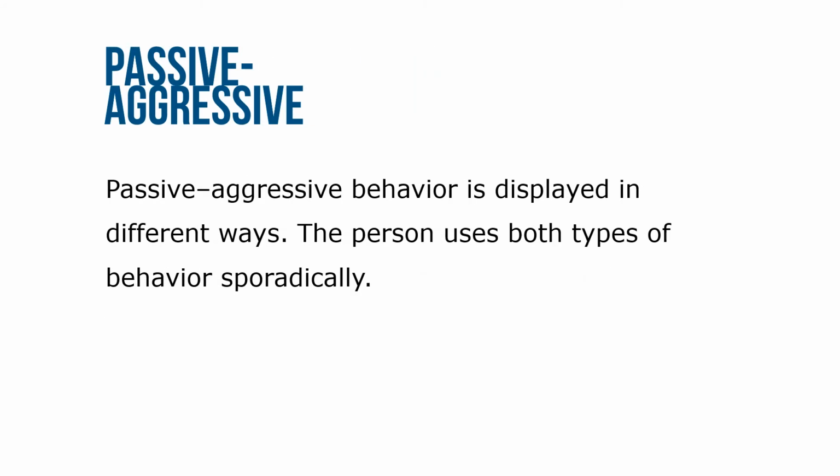Passive-aggressive behavior is displayed in different ways. The person uses both types of behavior sporadically. The person may be passive one day or moment and aggressive the next. The person uses passive behavior during the situation, then shortly after uses aggressive behavior. Passive-aggressive behavior can confuse others and lead to harmful human relations.